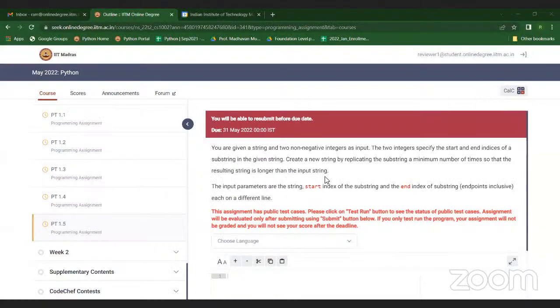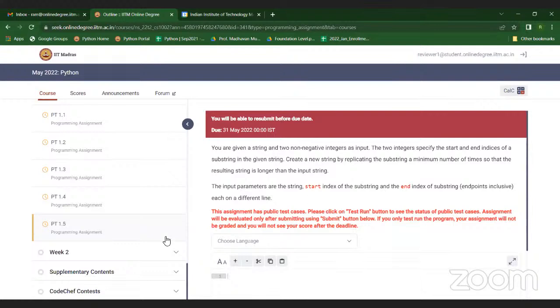Can you please show the fifth problem? PPA 5. Do you want me to explain it or solve it? I just want you to show the question because my portal is not working. Okay, so this is the one. You are given a string and two non-negative integers as input. The two integers specify the start and end indices of a substring. That is, we have this A to B, right?